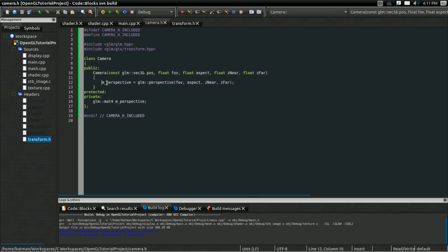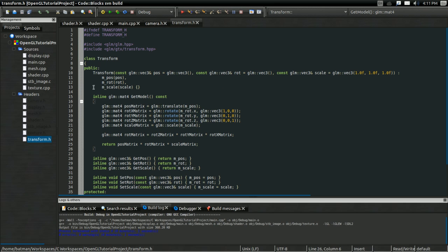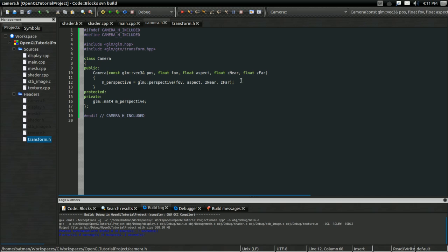I'm not going to be calculating this with a function like I am in the transform class with getModel, because the perspective matrix really isn't going to change unless the window's resized. You might want to have something where the camera gets updated when the window gets resized. That's an idea for a future improvement of this, but I'm going to do it like this, just for example, just to show you how things work.